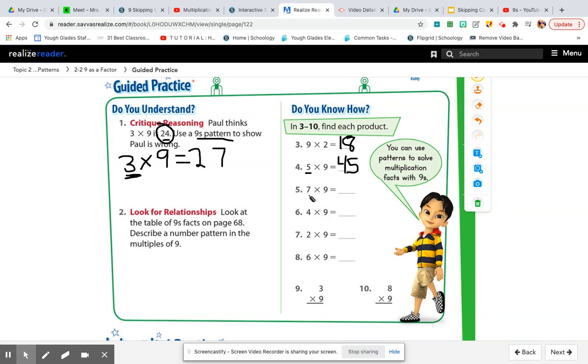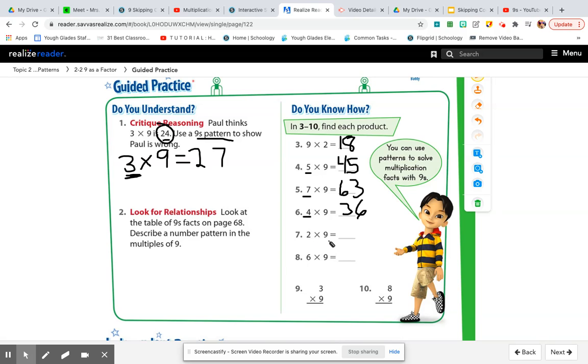5. Looking at 7 times 9. Looking at 7, because that's the factor I'm multiplying by 9. And what's 1 less than 7? 6. What can I add to 6 to equal 9? Did you say it? 3. 4 times 9. 4 minus 1 is 3. What can I add to 3 to get 9? 6. Look how they're flip-flopped.